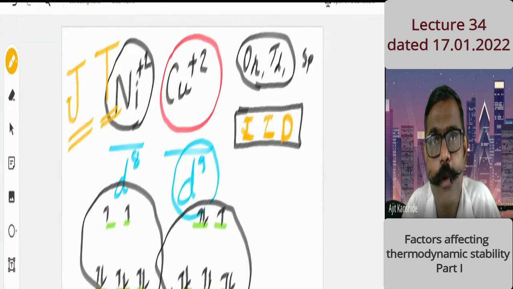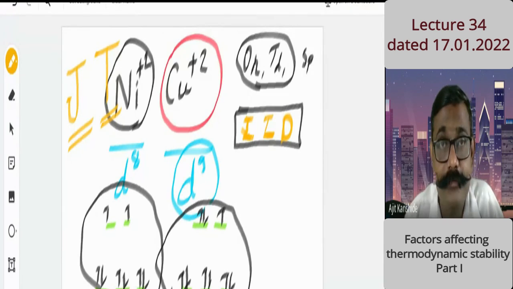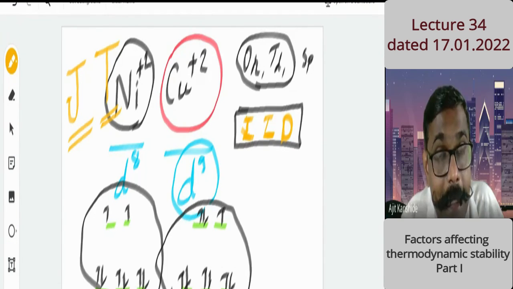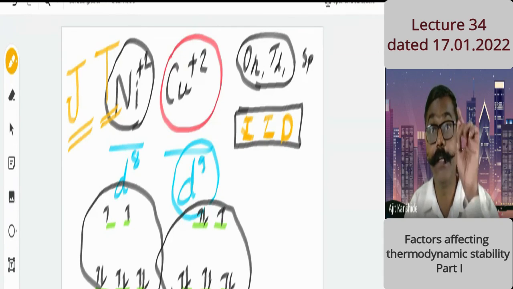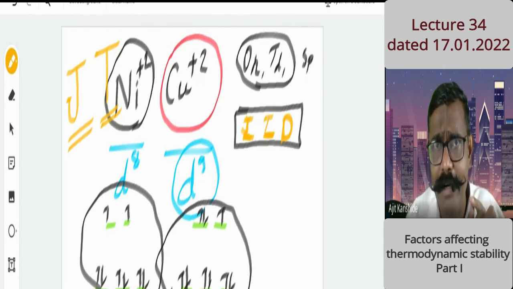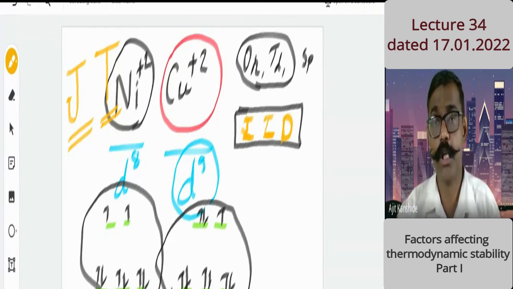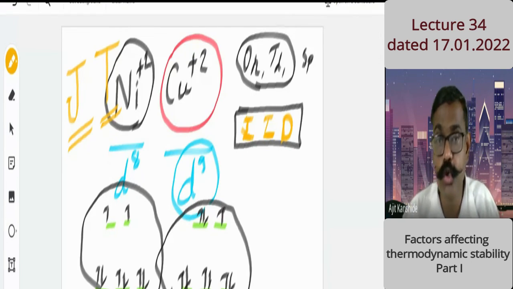JT. J stands for what? T stands for what? At least see that J is for John. Then T for Thomson? No. Taylor. John Taylor effect. John Taylor phenomenon that you have studied. Distorted octahedral complex. Have you heard this name, John Taylor? Yes, sir. Yes, that only I was asking. So John Taylor distortion, and that occurs due to what?